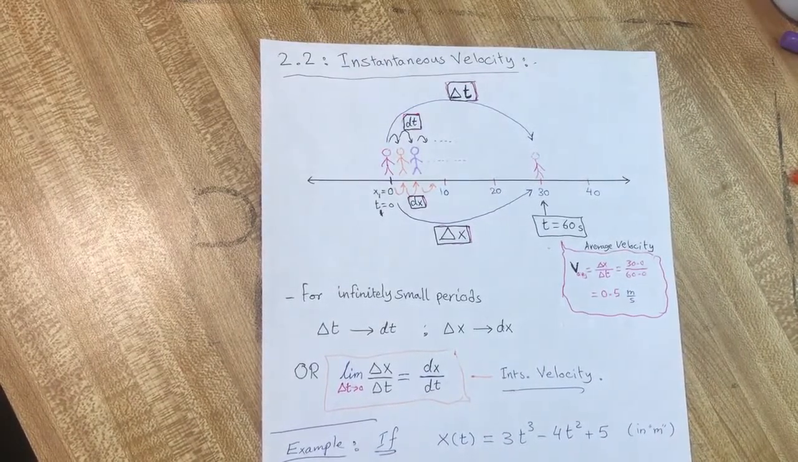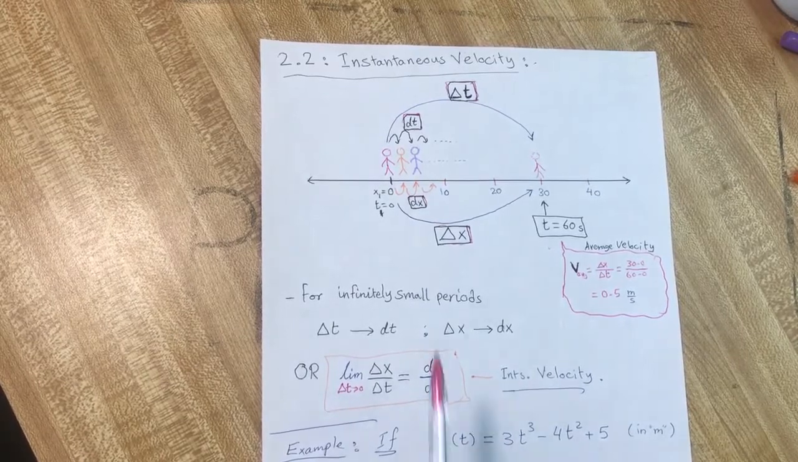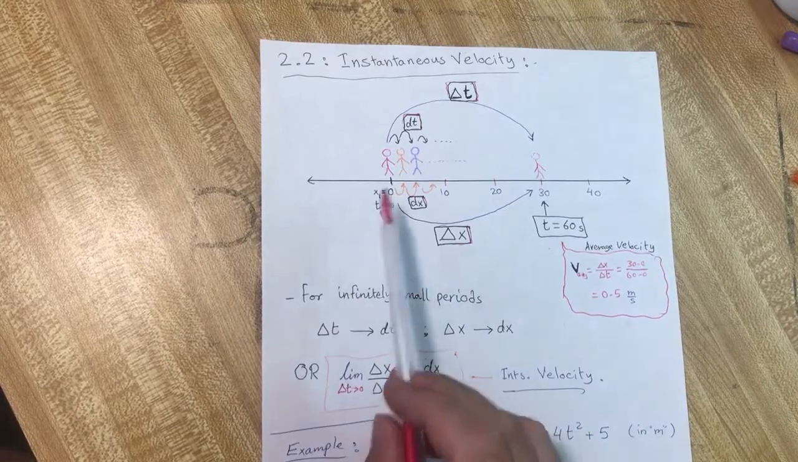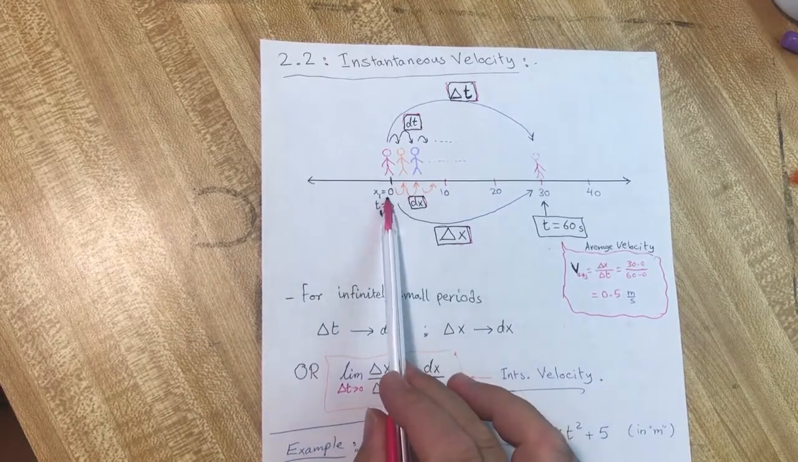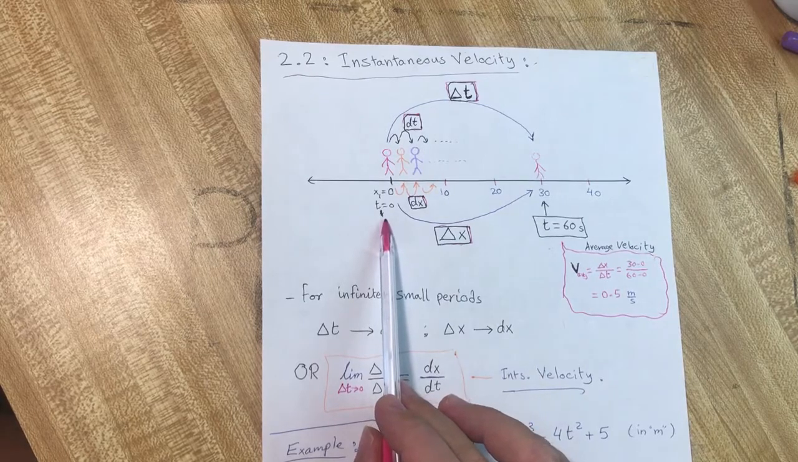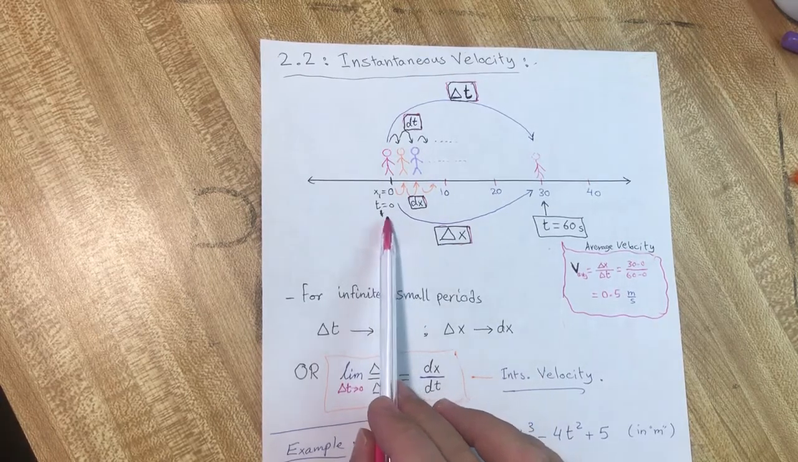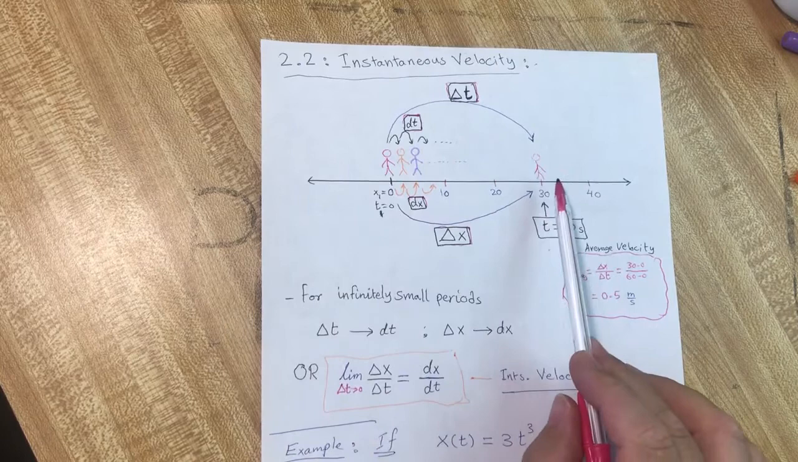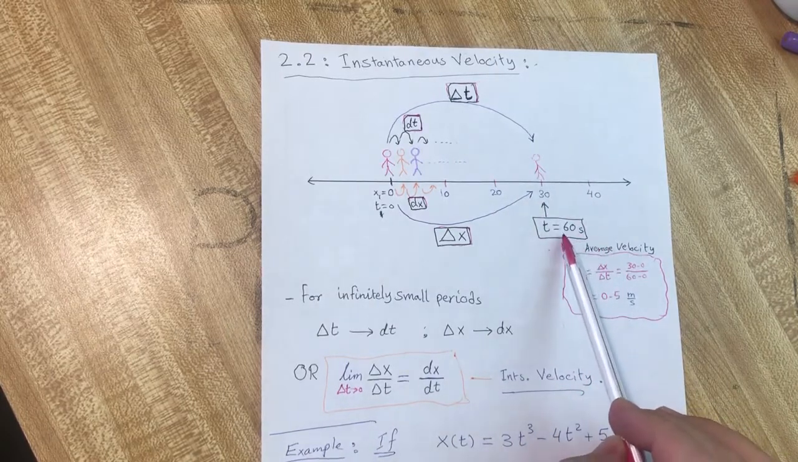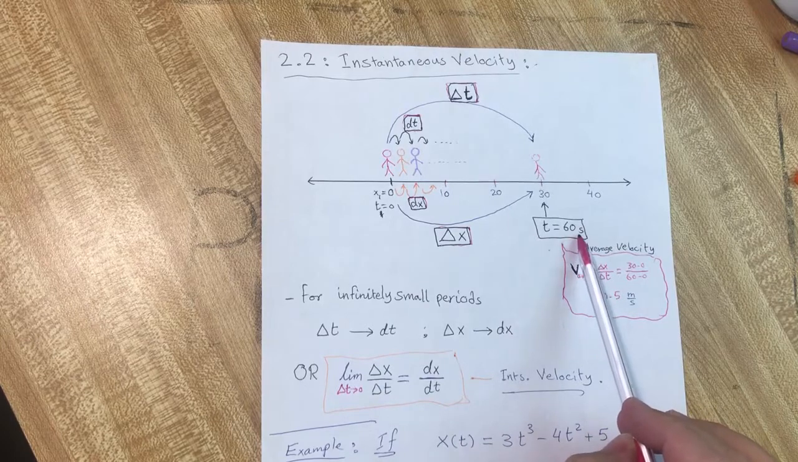Hi students. Now we'll talk about instantaneous velocity. It is different than the average velocity. Remember in the previous example? I was initially at point x equal to 0 at time t0, which is the origin. And in the first action, I go to point x equal 30. And the time was 60 seconds.